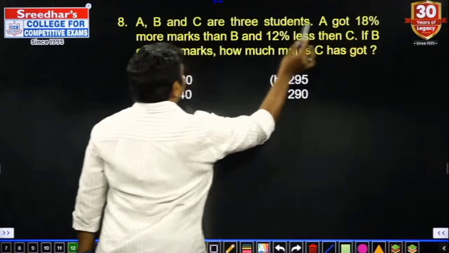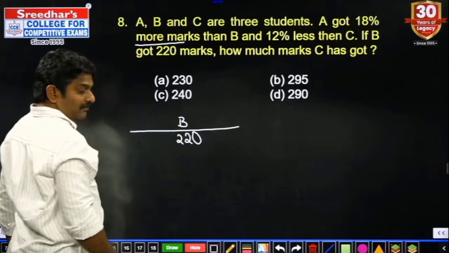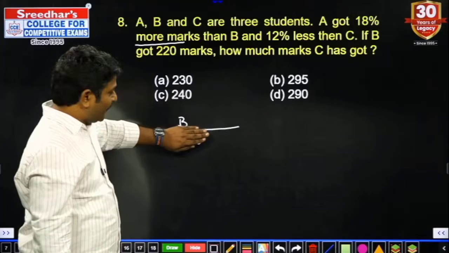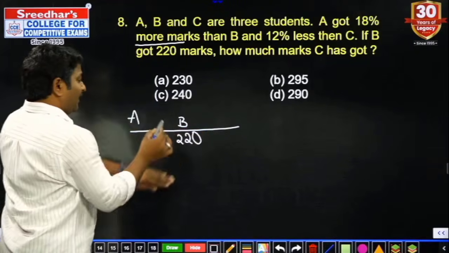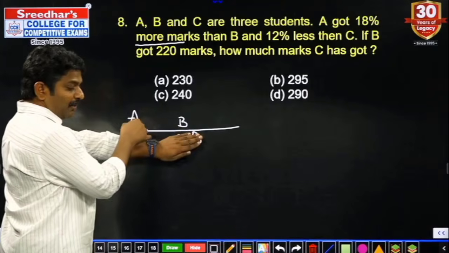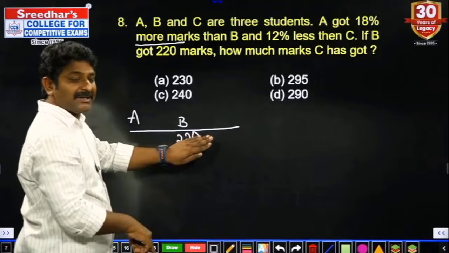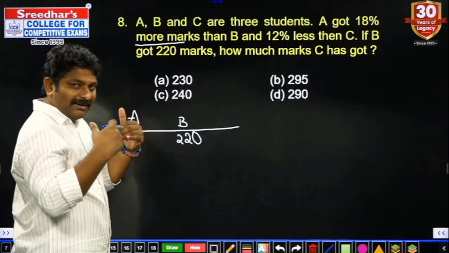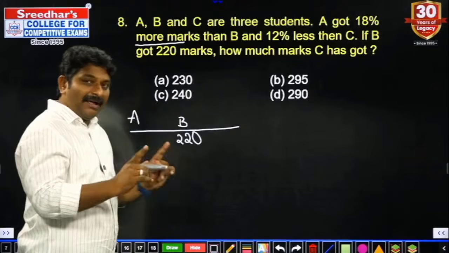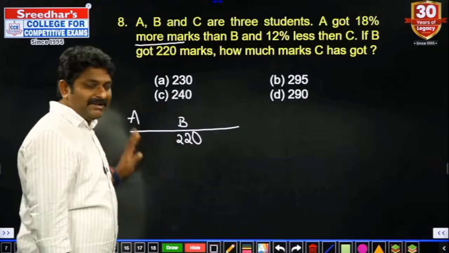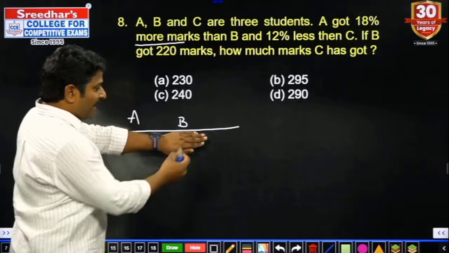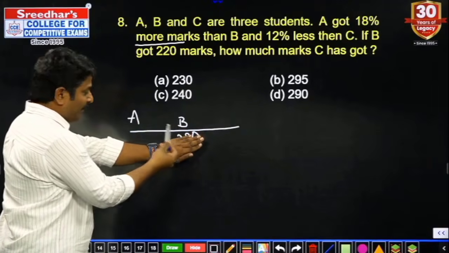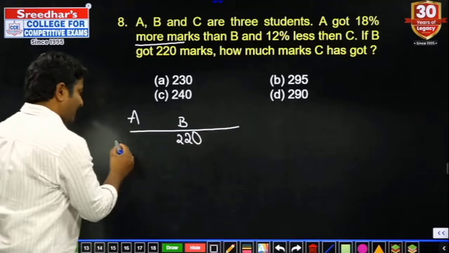A got 18% more than B. If B is 100%, A will be 18% more, that will be 118%. I don't want to calculate 18% here. When will I calculate? If I know that I get the final answer, then I will calculate. Otherwise, I'll just represent the number. Don't go for cancellation. A is 18% more than this number.